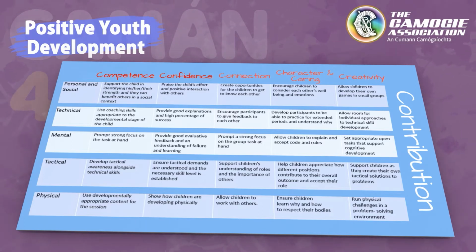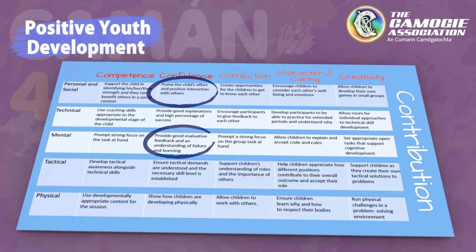participants. As an example, if you wish to build the confidence of a youth player, this model suggests praise and positive interaction, good feedback, and an understanding of failure and learning are good ways to increase confidence. Think about the language that may support this.